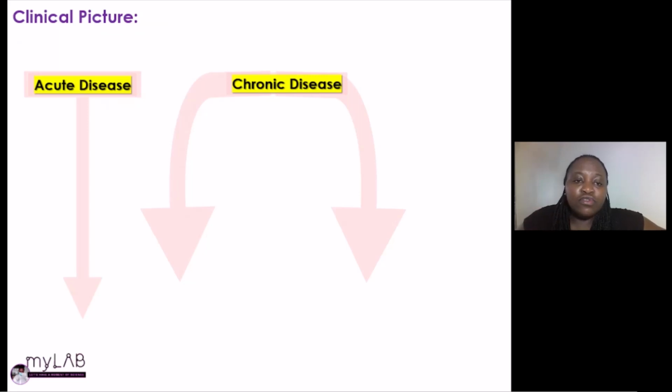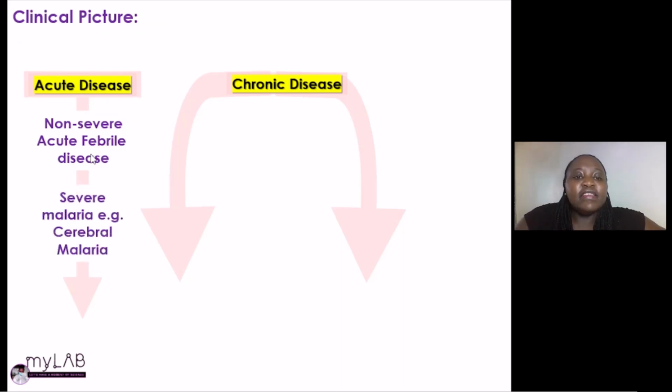Malaria can be put into two, either acute disease or chronic disease. Acute disease is where we have a non-severe acute febrile disease, and this can likely become severe. So when it has started and probably the symptoms are a little bit mild and then maybe left untreated, it can become severe. Malaria can lead to cerebral malaria, which is a complication, and even death, as we have said, even within 24 hours.